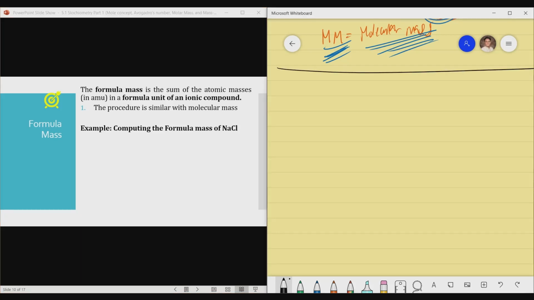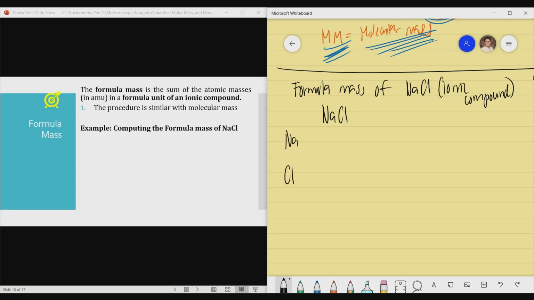Let me write this one. Compute for the formula mass of sodium chloride. Sodium chloride is ionic, so this is an example of a formula unit. First things first, we account the atomic mass for each element. So sodium and then chlorine.